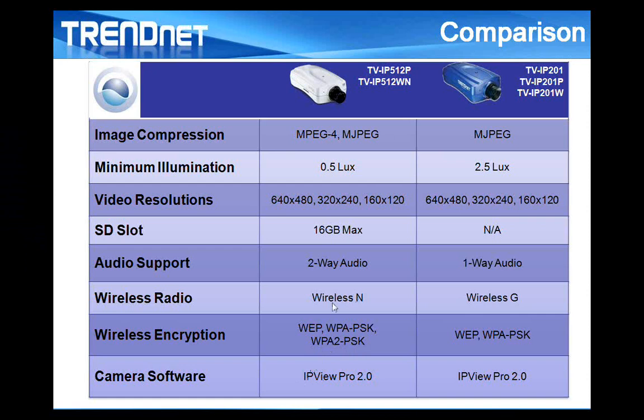And the camera software: the 512 right out of the box works with IPView Pro 2.0, no firmware upgrade needed. Whereas the TVIP 201 comes with IPView Pro 1.0, and you actually do need to perform a firmware upgrade to run the newer IPView Pro 2.0. Don't worry, it's very easy, and the firmware is free and available at our download section of the TVIP 201 camera.